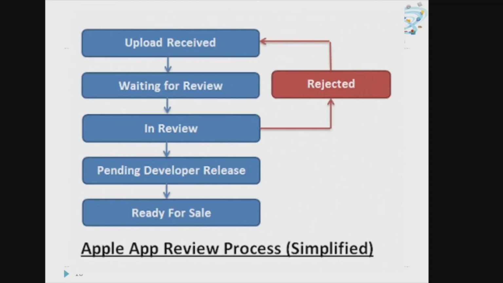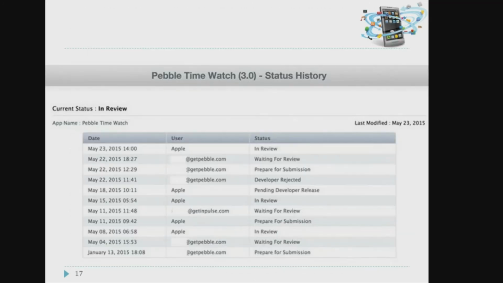Okay, this one is the process of selling or publishing your mobile application. So first you need to upload and then wait for the reviewer, and then if it is accepted, it proceeds with the next part. If it is rejected, you need to make a correction and upload again, waiting again. If it passes the reviewer, then it is pending developer release and then ready for sale. So this is the process when you develop and then want to release your mobile application.